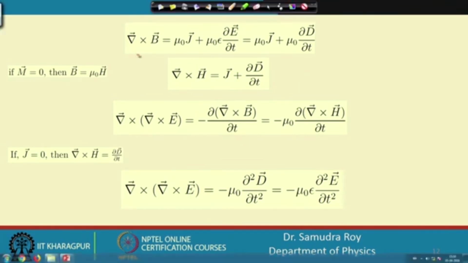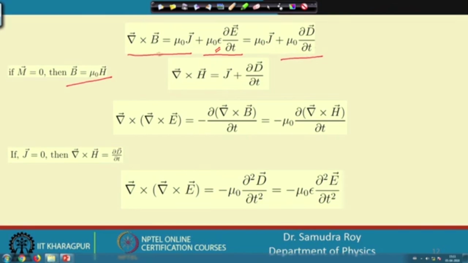For example, curl cross B is now mu 0 j plus mu 0 epsilon. Now, I should not write epsilon 0, because now in the material we have epsilon, not epsilon 0. So, in terms of D I can write this in this form. Because B is mu 0 H, curl cross B is equal to mu 0 j plus mu 0 del D del T.